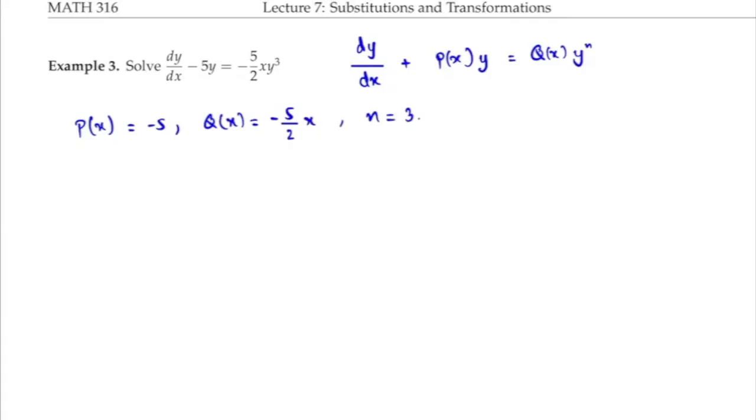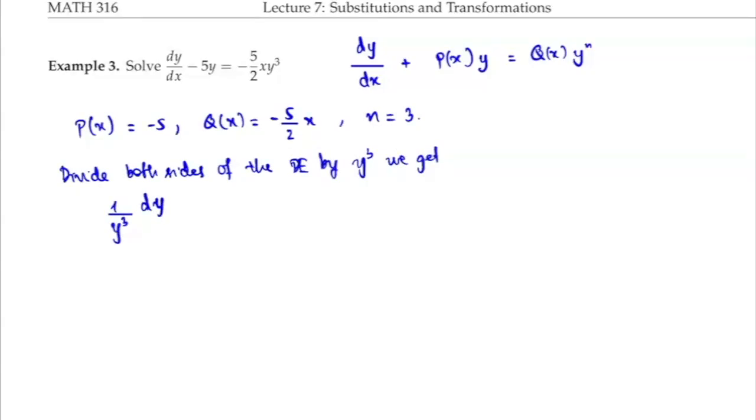Now for this equation, what we're going to do is divide both sides of the differential equation by y cubed. I'm just following the procedure that we saw earlier. When you identify y to the power n, divide both sides by that. So divide both sides of the differential equation by y cubed. We get 1 over y cubed dy/dx minus 5 times y over y cubed equal to -5 over 2 times x.